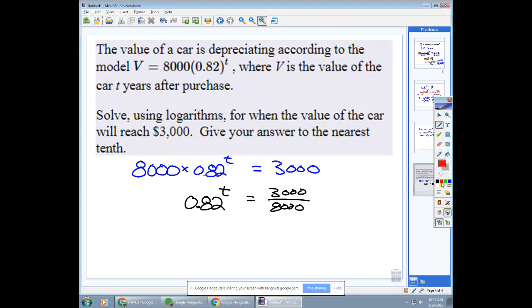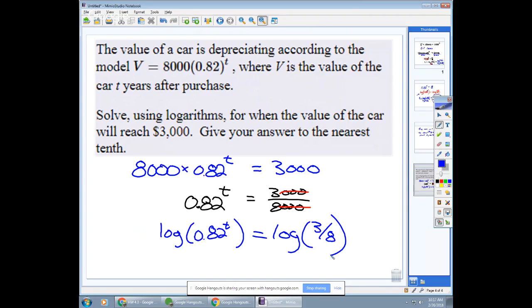Now that cleans up just a little bit, right? I can divide by 1,000 and get 3/8. Okay, so then we have choices to make. Should we use the method where we just rewrite it as a log, or we take the log of both sides like the worksheet? Suggestion? Log of both sides? Okay. So if I take the log of both sides, I'll get the log of 0.82 to the power t equals the log of 3/8.